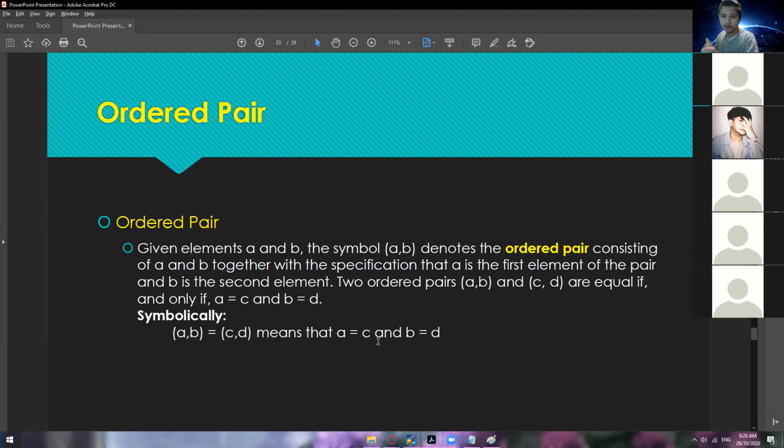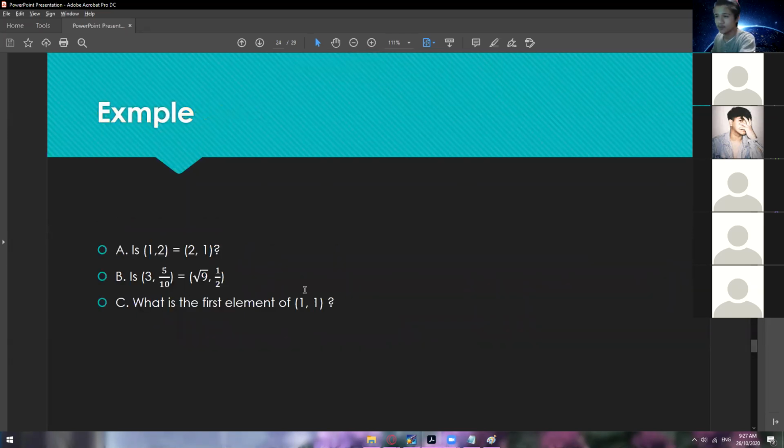Okay? So take note, in ordered pair, mahalaga na yung first position and then second position, or first term sa second term, kasi yung first term is just a first term and then the second term is just a second term. Okay, so we could say that this first term is equal to this other first term if they have the same values. So the same with the second term of this one and then the second term of the other one. Okay, so let's have an example.